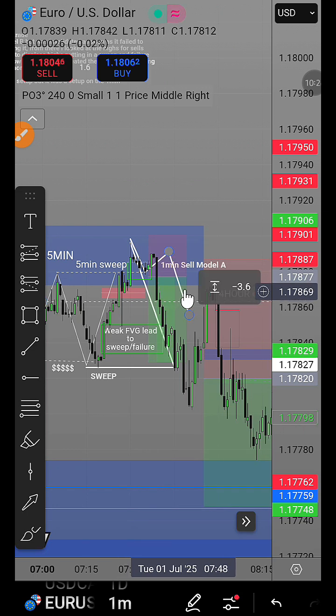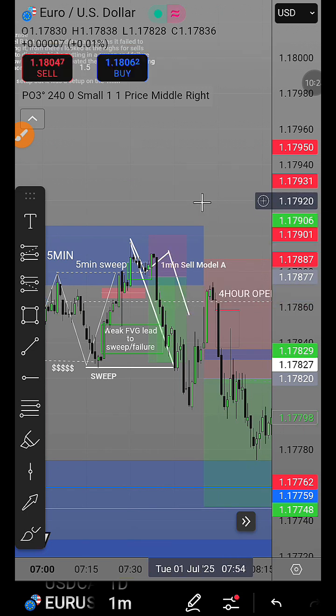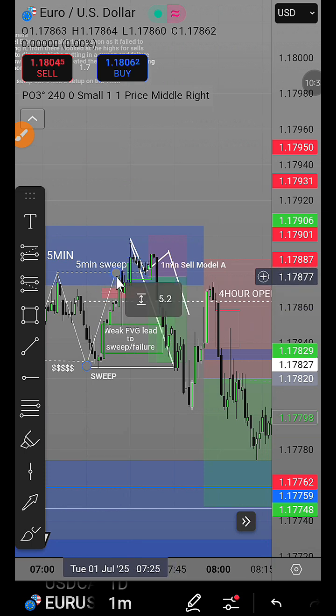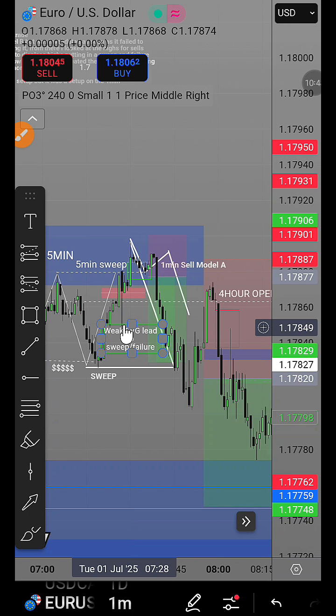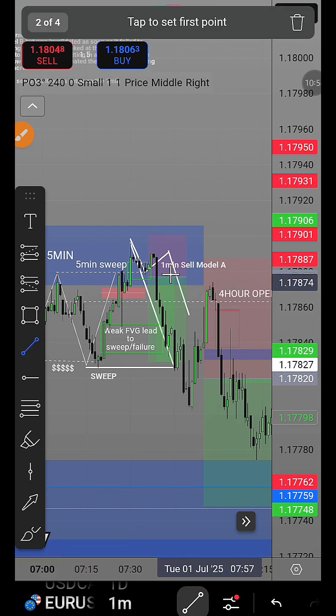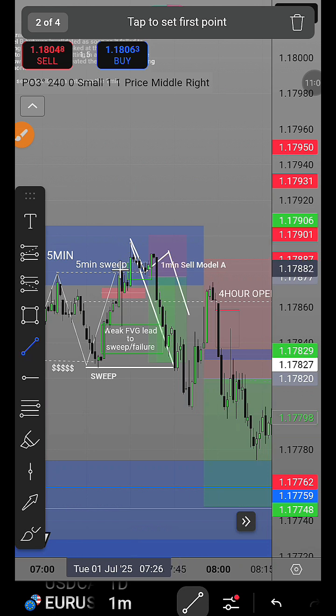Okay, that's basically the 1 minute sell model A, right? 1 minute sell model B, as you can see, price basically left behind a swing over here where my mouse is currently. It left behind a swing in order to tap into this 5-minute FEG. That 5-minute FEG failed to displace higher, only sweeping the highs before falling. But no, it clearly displaced higher than this. You can see it displaced over this higher.